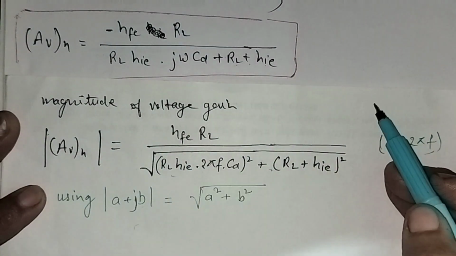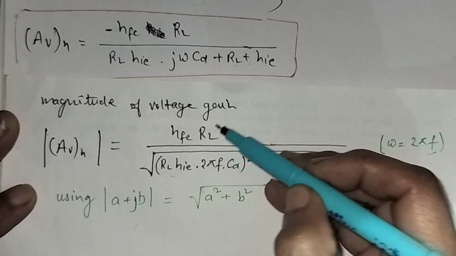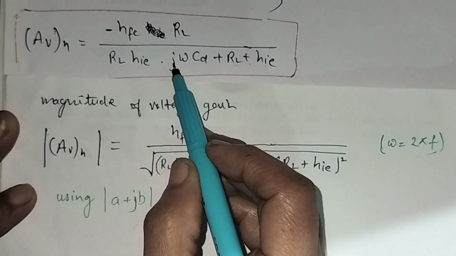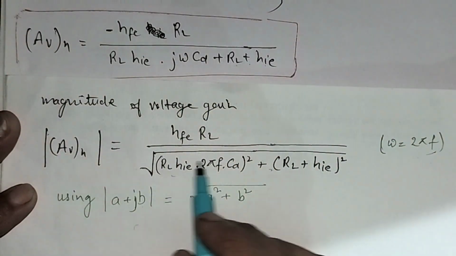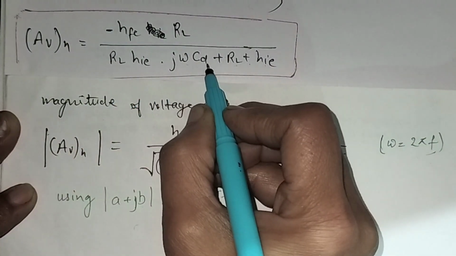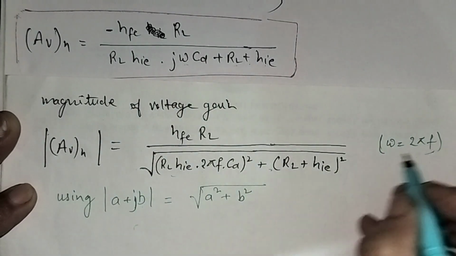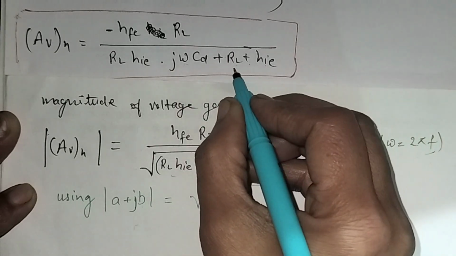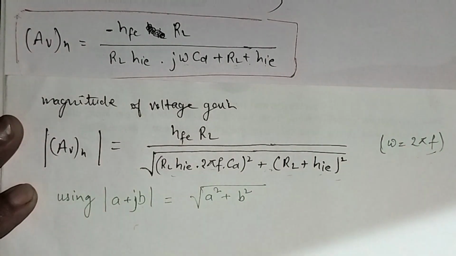Now we'll find the magnitude of the voltage gain. In the voltage gain, the numerator is the same with the positive sign, and the denominator consists of one real term and one imaginary term because of this j. So we will use this relation to find the magnitude of the denominator. So it will be the square root of A square, where A is here RL HIE omega CD, and it will be squared. We have put the value of omega, which is 2 pi f, so we have used 2 pi f here, plus the square of the real term. This is the real term RL plus HIE. So this is the magnitude of the voltage gain.